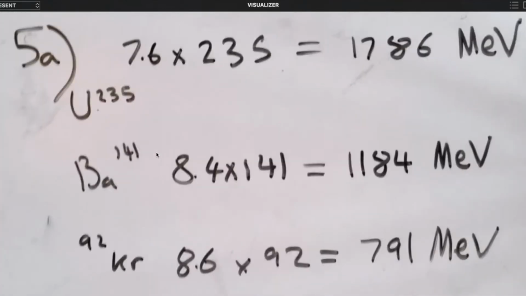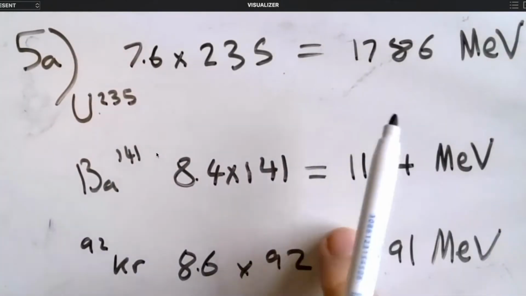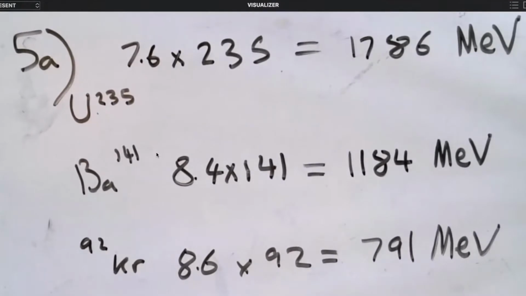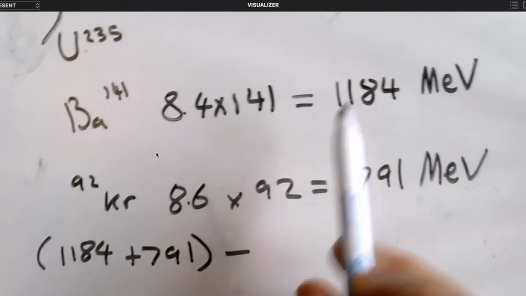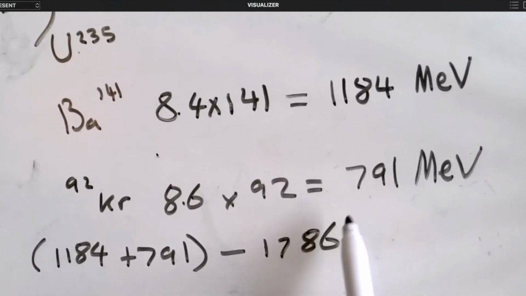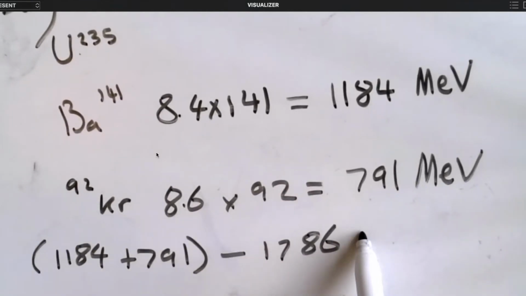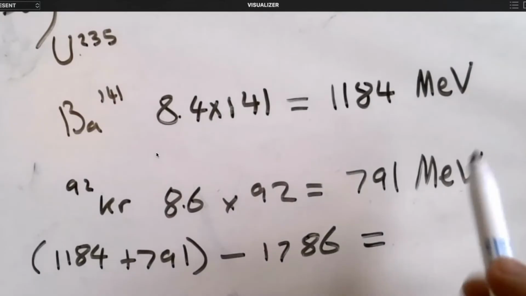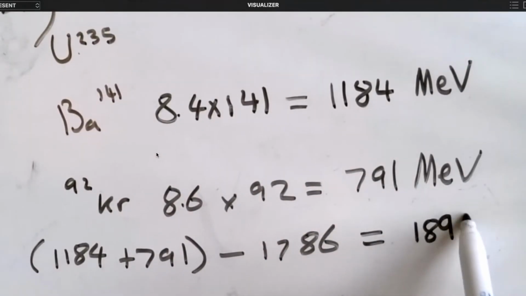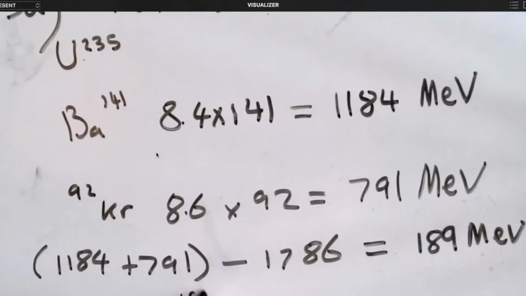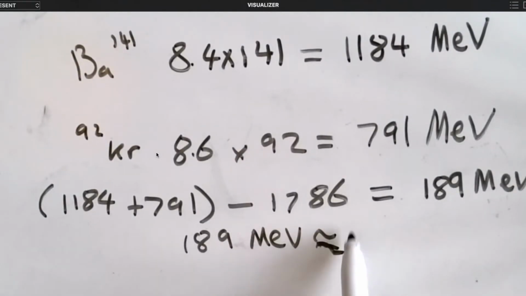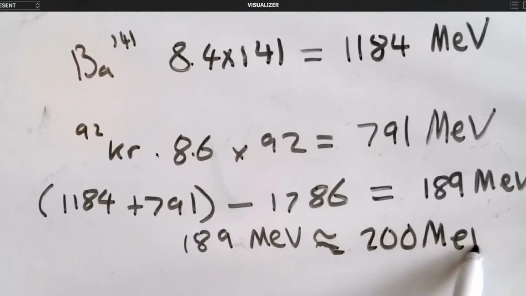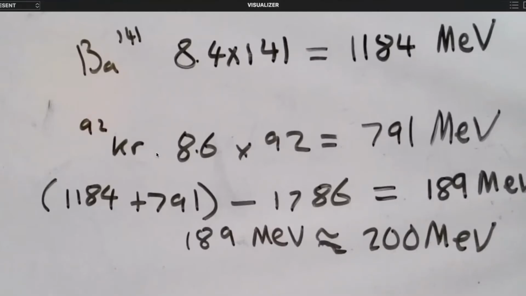So obviously we need to work out the difference. So I'm actually going to take these two, 1184 plus 791 minus my original 1786, and that should give me 189 MeV. Now we can say 189 MeV is approximately 200 MeV, which is what they want us to get.